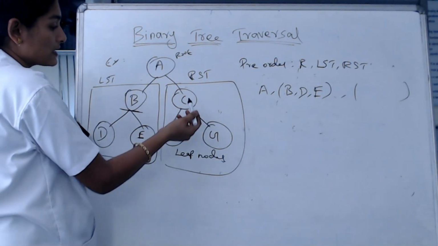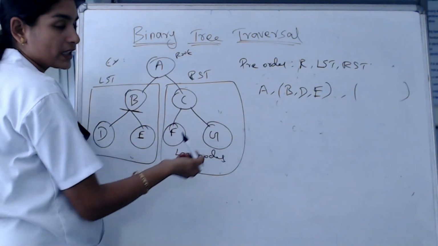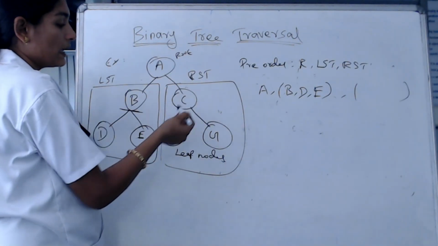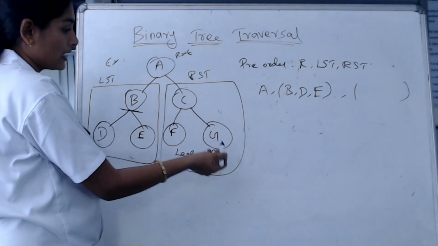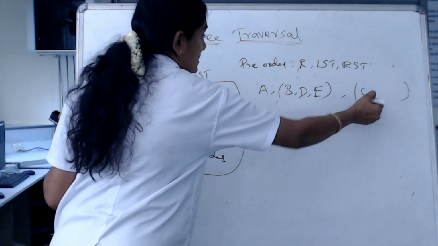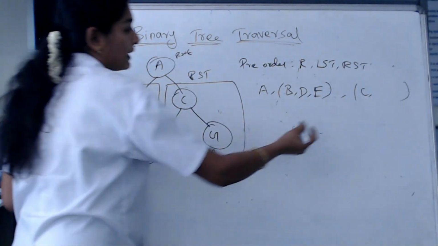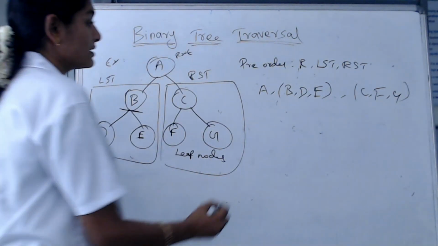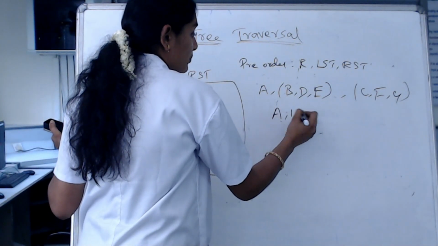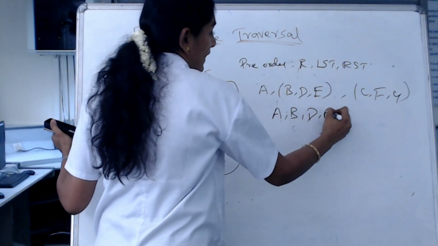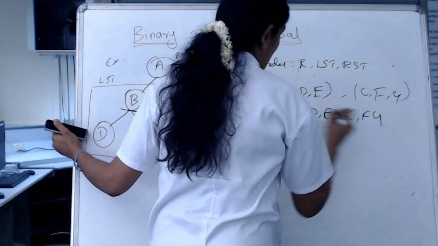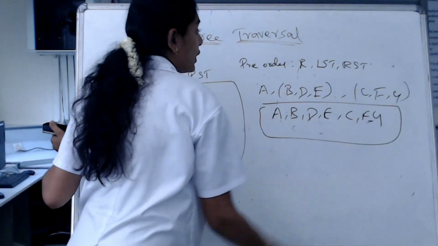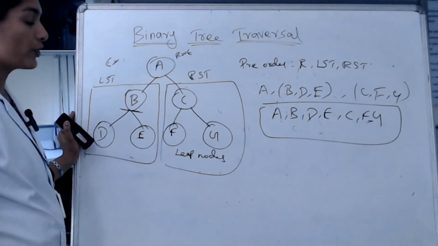Next one is the right subtree. C is the parent node, F and G are the child nodes. Here also we have to follow the same order. Root first, left next and right last. Here the root node is C. So write C first. Next the left node F. Next write the right node G. At last, combine all the things. We can get the pre-order traversal of this binary tree: A, B, D, E, C, F, G. This is the pre-order traversal for this corresponding binary tree.